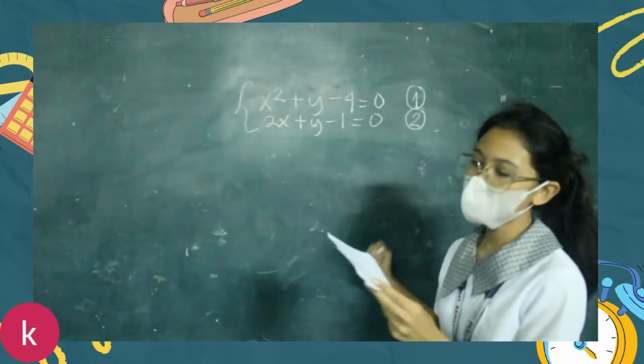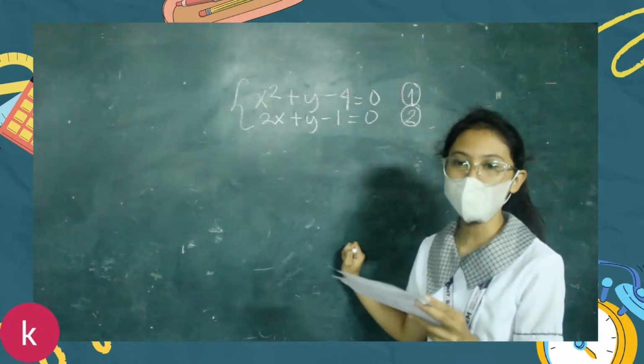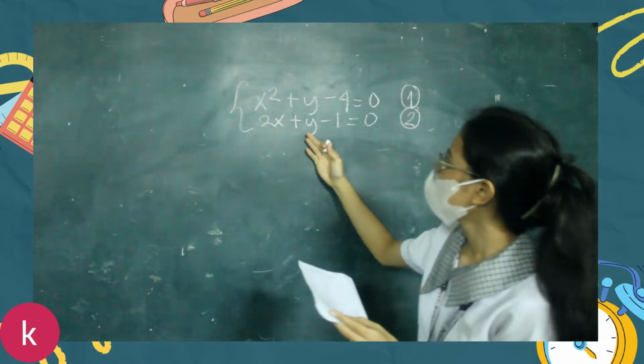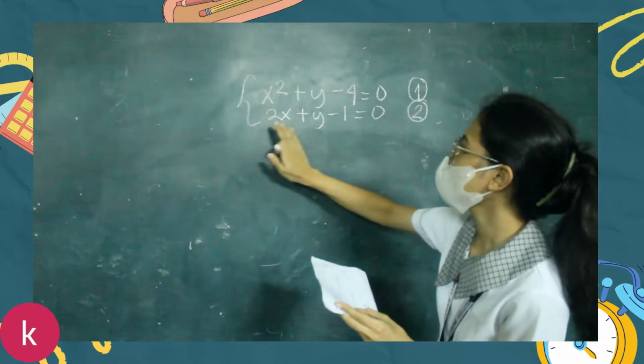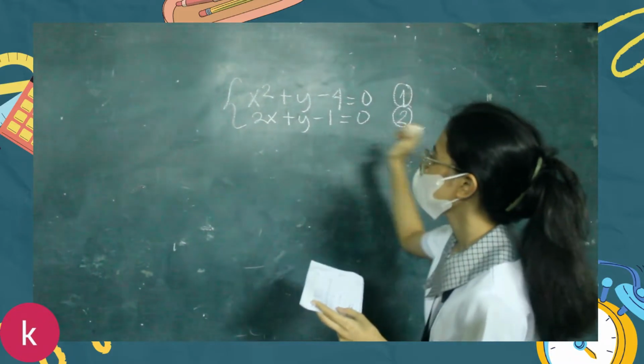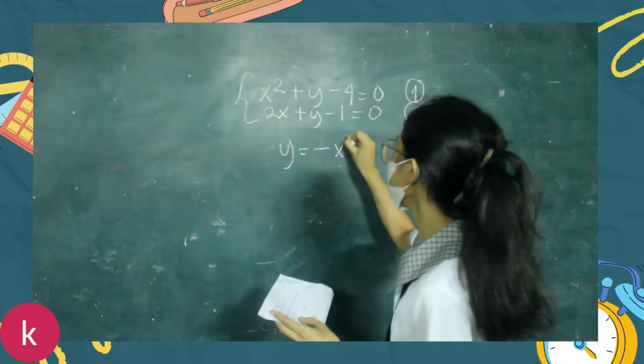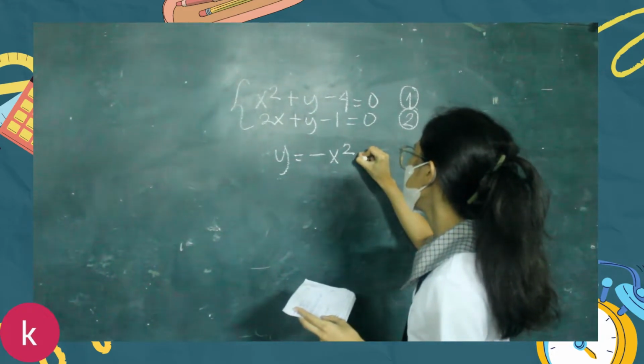Step 1. We must move all terms except for y to the right side of the equation. So move to the right side, and it will look like this: y is equal to negative x squared plus 4.